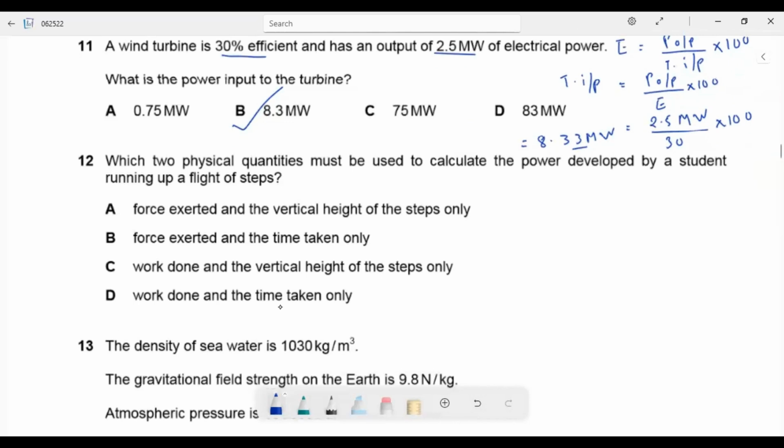Next, which two physical quantities must be used to calculate power developed by a student running up a flight of steps? So power can be written as work done by time. So it depends on the work done and the time. So here the right answer is D, work done and time taken only.